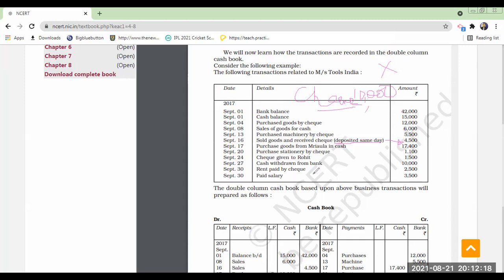One is on the same day you can deposit it in the bank. If you do like that, directly the amount we have to write in the bank column. Did you understand this point? Yes, sir. So if anybody gives you a check, and on the same day you deposit the check in the bank, you have to mention that amount in the bank column directly. This is one way of dealing with the check.